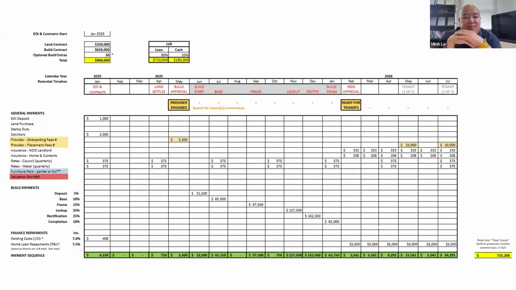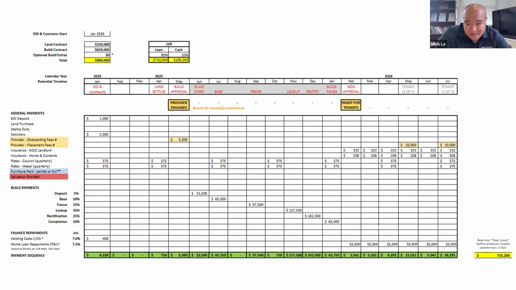Done. Anyway, this spreadsheet is another example of a house and land contract purchase, and it shows the drawdown payments and payment schedules of the contract, legals, provider engagement, rates for the block of land that you actually own, construction drawdown payments over this 7-8 month period, 8-month period, I guess. Ongoing fees. It shows everything, and then also the P&I.